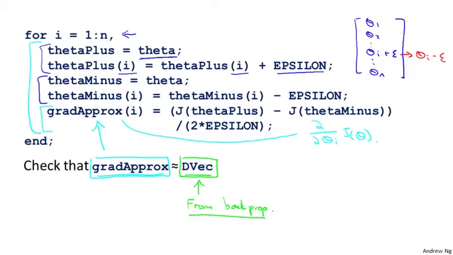And when I plug these DVec vectors into gradient descent or some advanced optimization algorithm, I can then be much more confident that I'm computing the derivatives correctly, and therefore that hopefully my code will run correctly and do a good job optimizing J of theta.